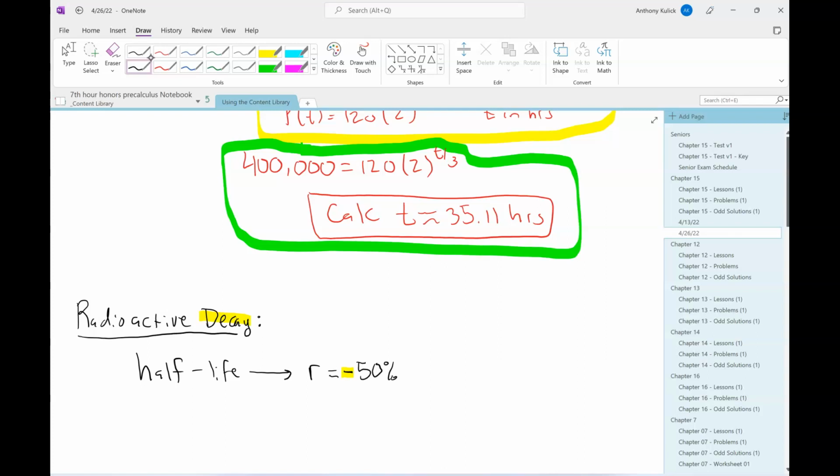Everybody's cool with that? Now, I can still use my population model for this because essentially we have atoms of original substance decaying into atoms of a new substance, right? It's still like a population, because we're talking about finite things. So let's look at an example here of doing a half-life problem using our population model.